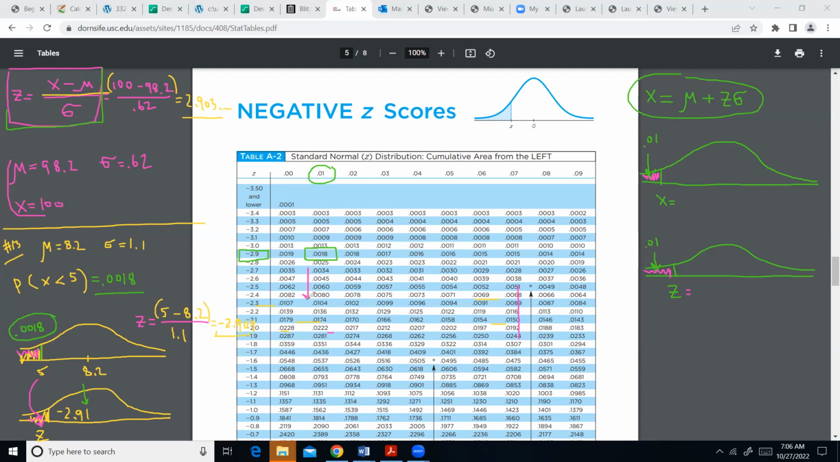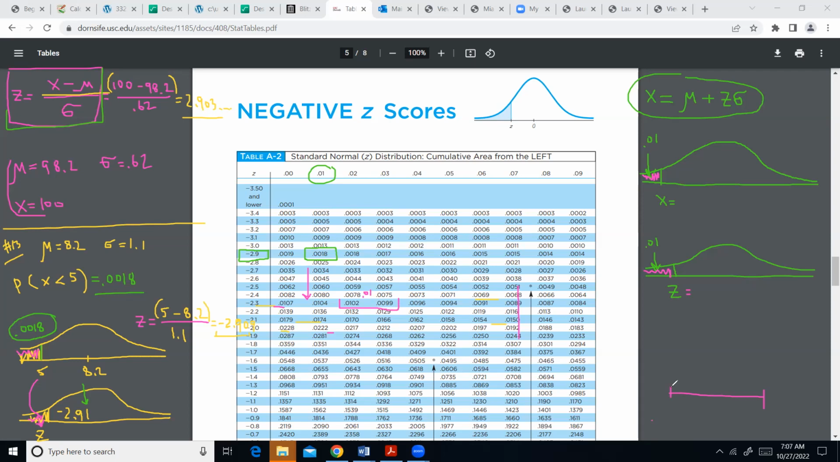So notice that once I went down, that row was 0.01, not 0.1, 0.01. That's making a big difference. I got these two numbers that surround my 0.01. So I have to select the closest to it. And the question is, which one is closer?